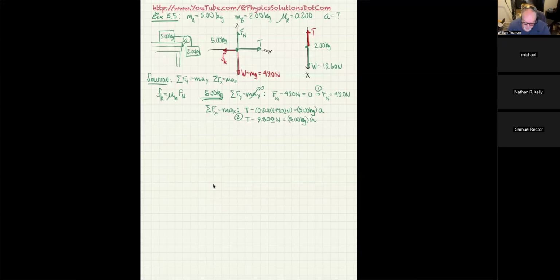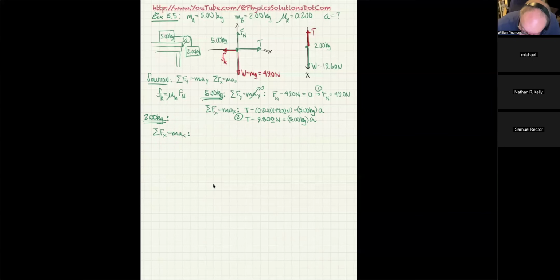So that's the summation of forces in the x direction equals mass times acceleration in the x direction, and it gave us equation 2. Now I'm going to take the 2 kilogram mass, and that one really only has an x direction to deal with. We don't have a two-dimensional situation going on here. So in this case, I'm going to take the summation of the forces in the x direction equals mass times acceleration in the x direction.